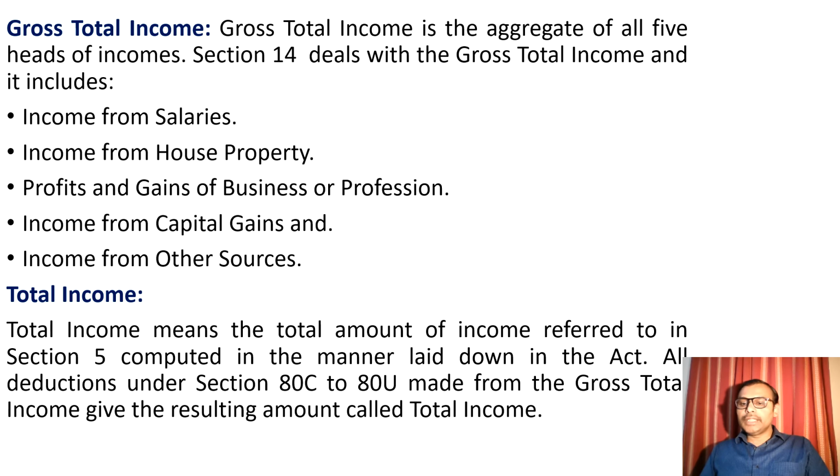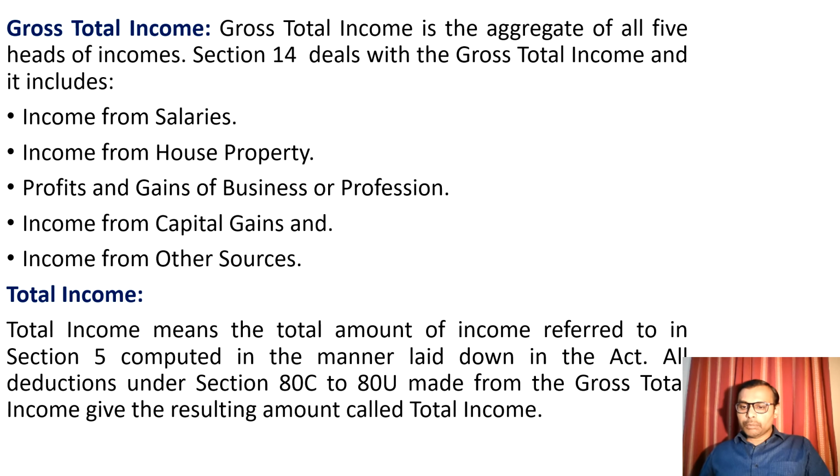And lastly, income from other sources. The incomes which do not fall under the above 4 heads will fall under income from other sources. Take for example winnings from lotteries, crossword puzzles, horse races, all these come under income from other sources. These are the 5 heads of income. When you calculate all the heads of income earned by a person, that is called the gross total income, without giving any deduction.